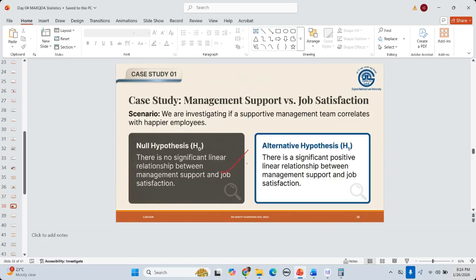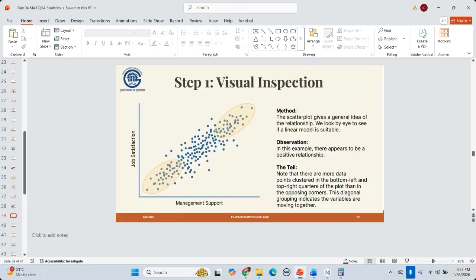Now, what is the example that we have? As a part of the data that I have given, we are investigating if support from the management team correlates with happier employees. I'm saying that there is no significant relationship between management support and job satisfaction. As a part of our data, we have 2 quantitative variables. One is management support, secondly, job satisfaction. I want to see if those having higher management support have high satisfaction or low satisfaction. I'm just going to conduct this particular test.